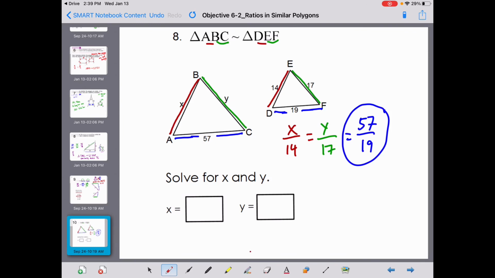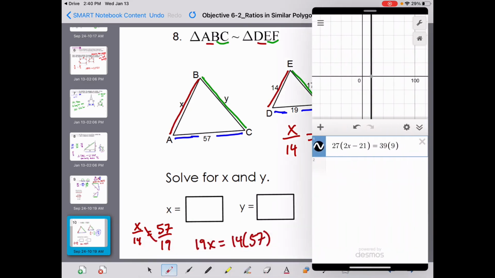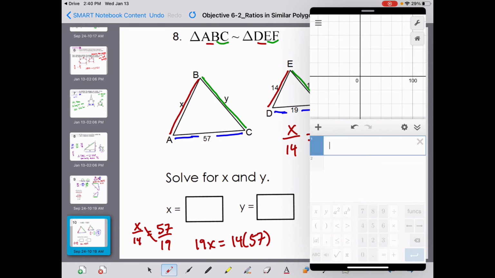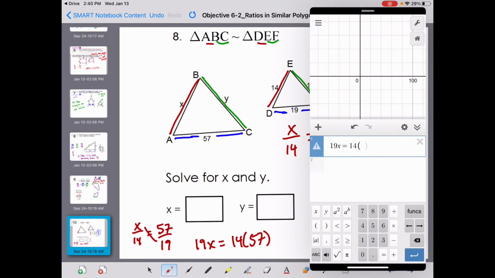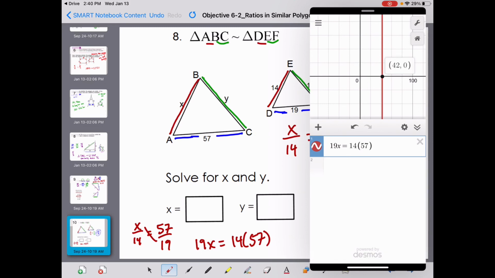So my first proportion that I'm going to set up is going to be this. So x over 14 equals 57 over 19. That's my first problem. Cross multiply. 19x equals 14 times 57. I'm going to type that in. 19x equals 14, parentheses 57, parentheses. X is 42.